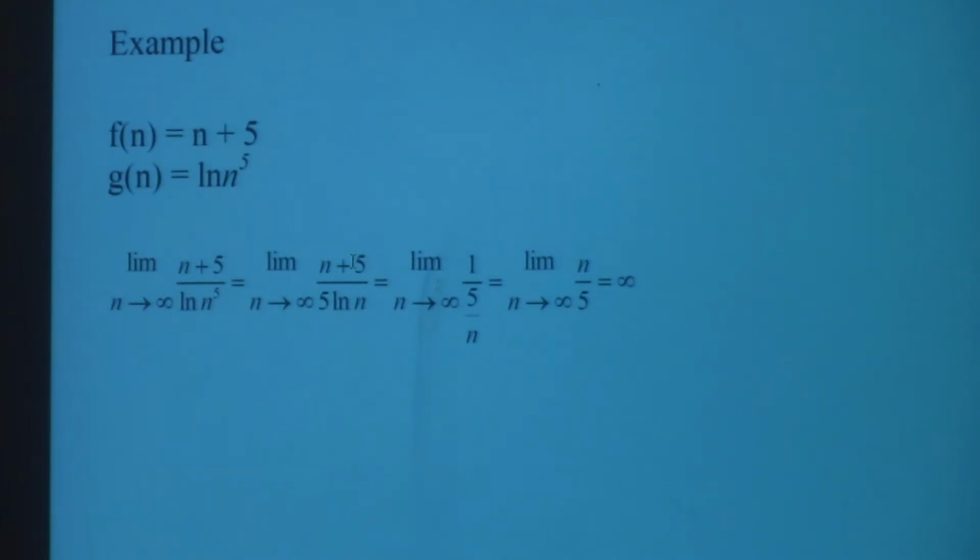What would happen to the limit? The answer is, the 5 would become a 25, the 25 would stay here, the 25 would stay here, and the answer would still be the same. That means that even log n to the 25th power is slower growing as n goes to infinity than n plus 5. But you probably figured something out.